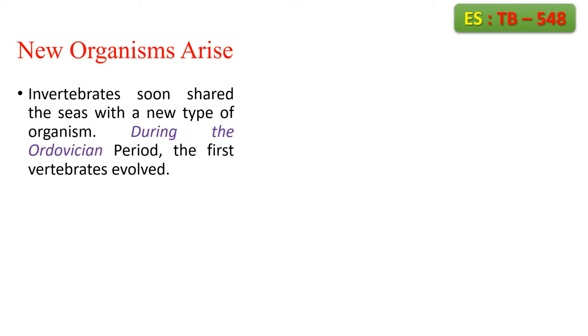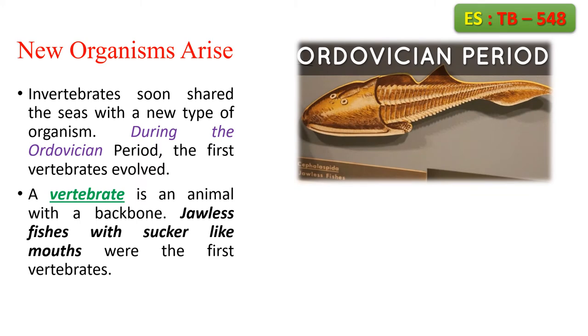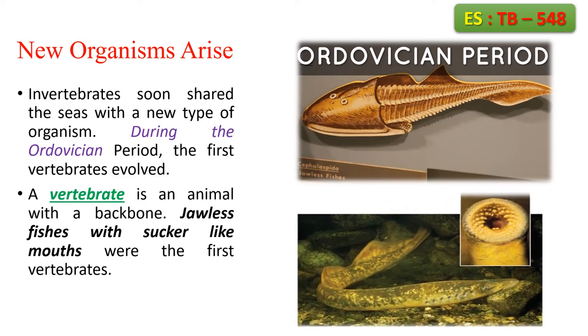New organisms arise. Invertebrates soon shared the seas with a new type of organism. During the Ordovician period, the first vertebrates evolved. A vertebrate is an animal with a backbone. Jawless fishes with sucker-like mouths were the first vertebrates. Look at the diagram. You can see the first vertebrates, jawless fishes with sucker-like mouths.